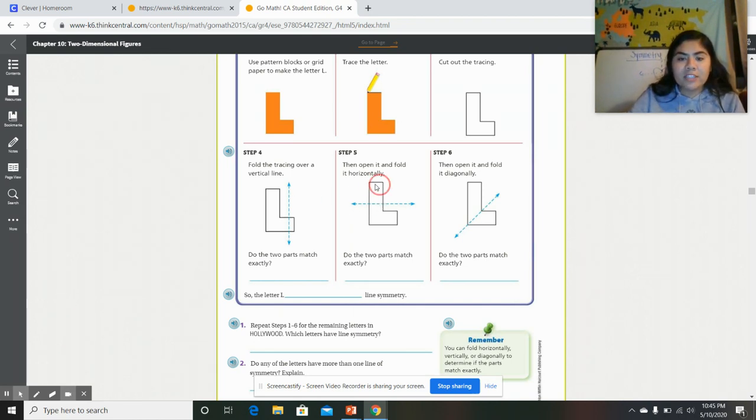What about here? If I took this part and folded it down, would it be equal to this entire spot here? Now, it may look like it would be because if you folded it down, this top part would come just right here, but we have to remember that it includes all of this, not just here, all of it. So it would not have line symmetry. And here, if we did it diagonally, which is to the side at an angle, if we folded this, would these two parts match? No. So here you would say, the letter L does not have line symmetry.